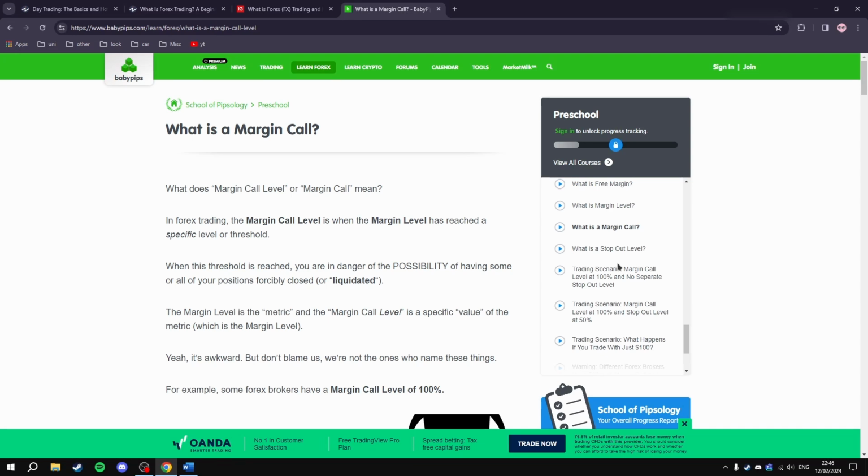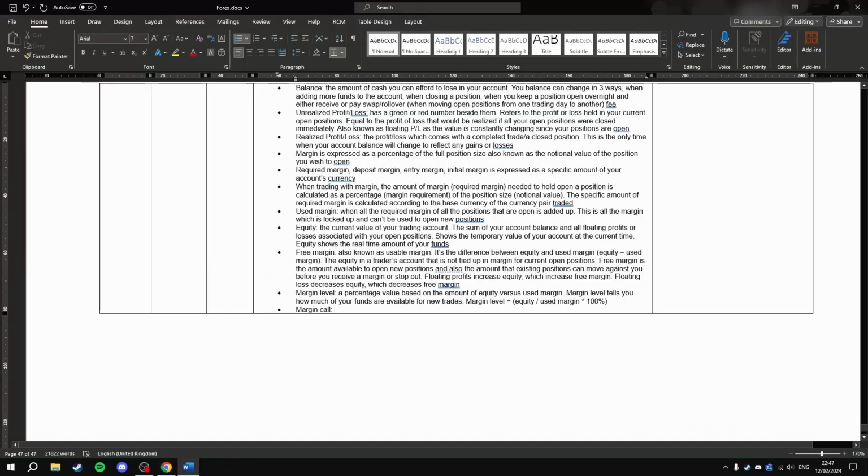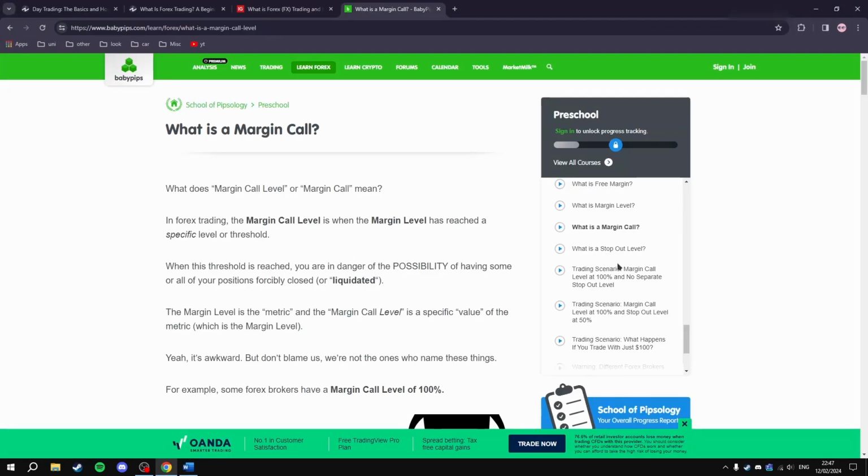Margin call level is when the margin level has reached a specified level or threshold. When this threshold is reached, you are in danger of the possibility of having some or all of your positions forcibly closed or liquidated.